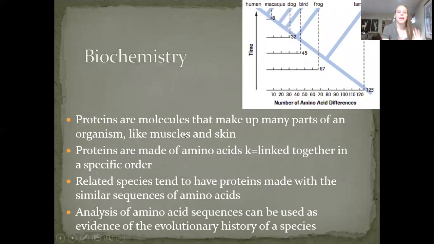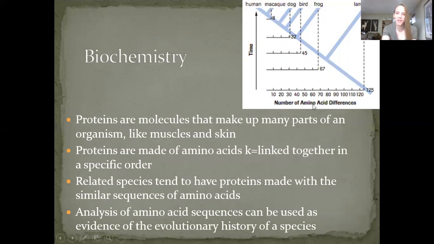Okay, then we have biochemistry, which are proteins that are going to be analyzed. So proteins are molecules that make up lots of the different pieces of an organism, everything from fat to muscles to skin, your eye, everything is made up of proteins. Proteins are made up of amino acids that are joined together in a specific order. And so if we just take the proteins of different species and look at the order of their amino acids, the more similar those different amino acids are, the more related the species are.